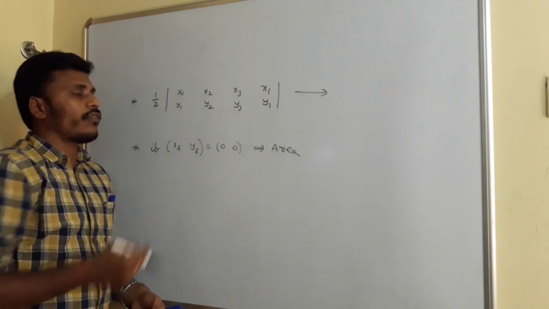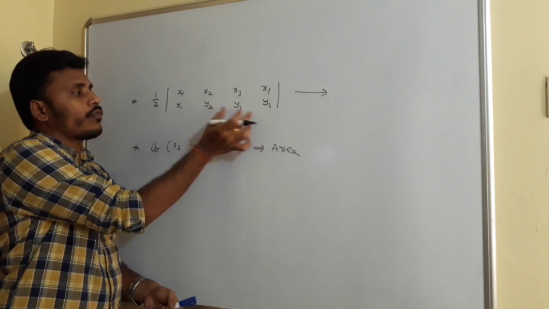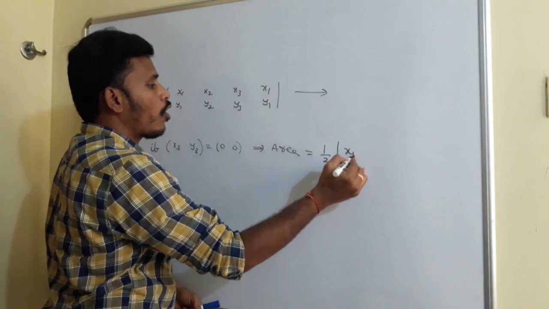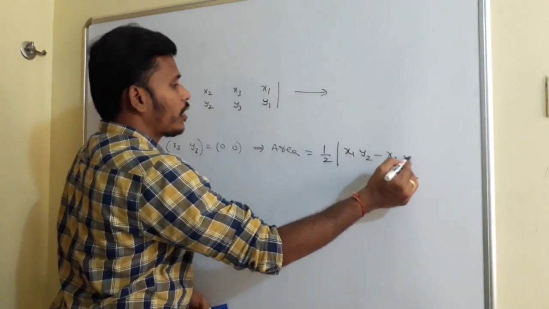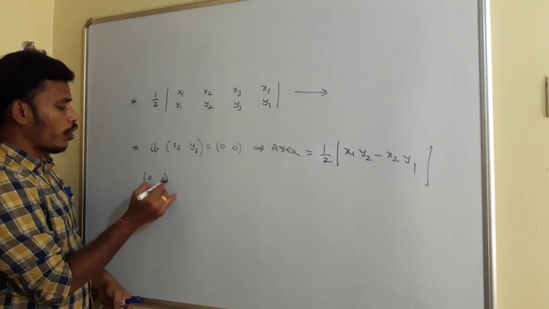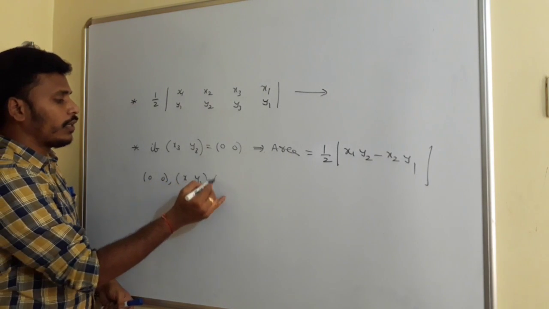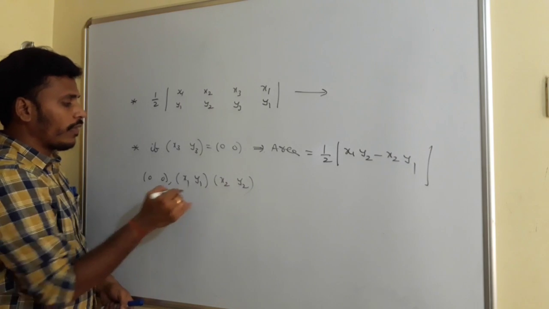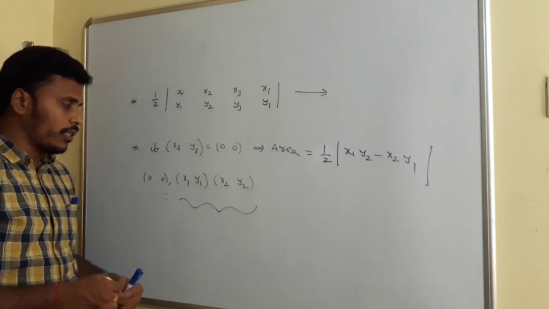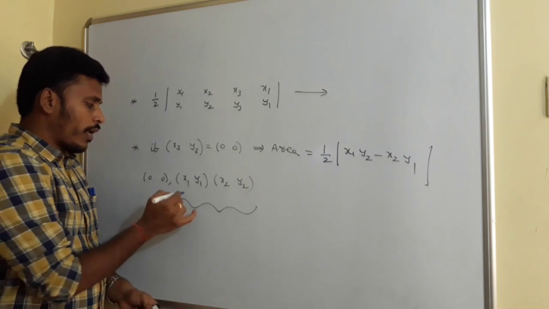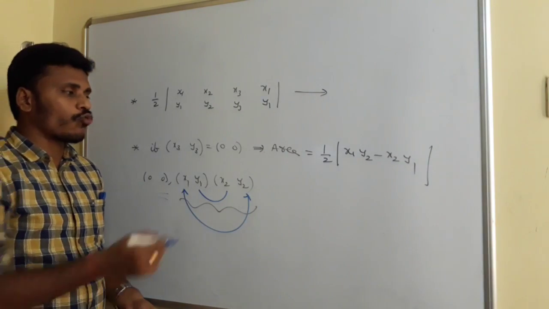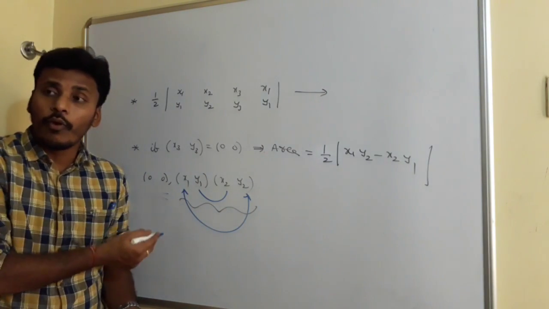If you replace x3 y3 with 0, automatically these two blocks will get cancelled, and you are left with only this block. Then in that case the area is half mod of x1 y2 minus x2 y1. What I am going to tell you is, if the points are 0 comma 0, x1 y1 and x2 y2, you just neglect this 0 0, and then the area from these points is x1 y2 minus x2 y1. This will directly give us the area if one point is the origin.